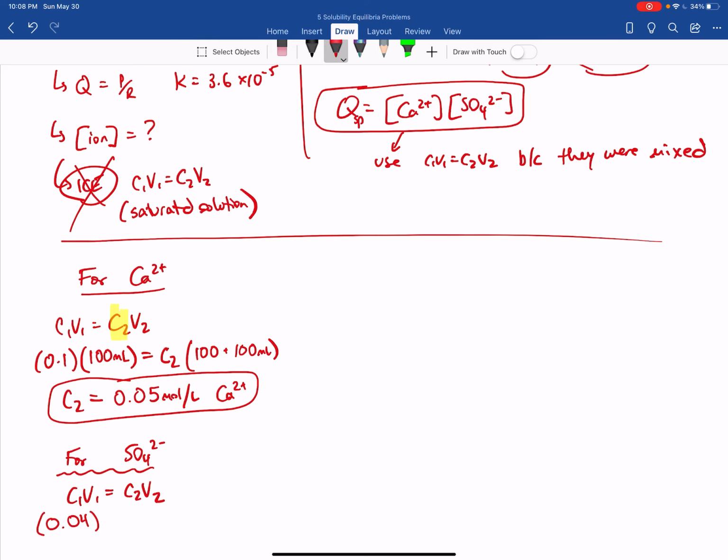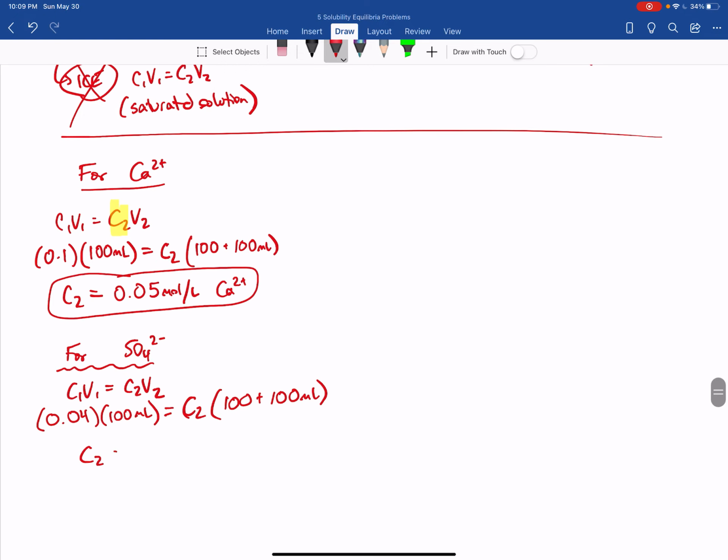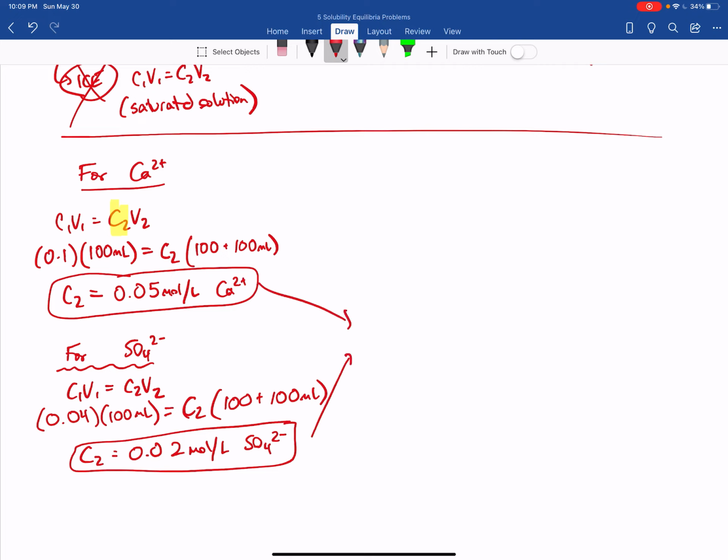So its concentration is 0.04, the same as the molecule it's in. 0.04. There was 100 milliliters of it. And we're ignoring significant digits for simplicity here. We're trying to find its diluted concentration. And the final volume is the addition of the two. So when we put that together, we're going to get 0.02 moles per liter of sulfate. So now these two represent the diluted ion concentrations that we can use for the Q expression.